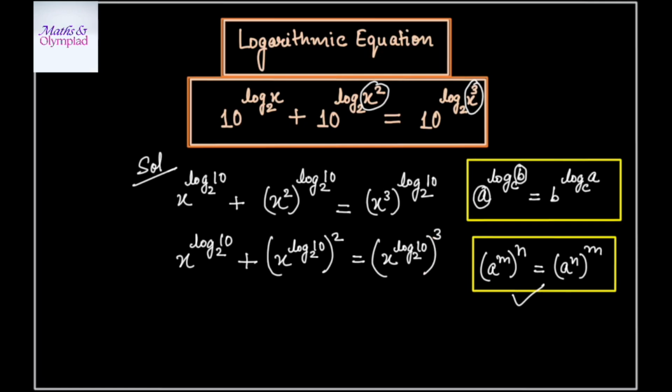So I suppose x raised to the power log 10 to base 2 equal to m. So we get m plus m square equal to m cube. So this implies m cube minus m square minus m equal to 0. So this is a cubic equation.